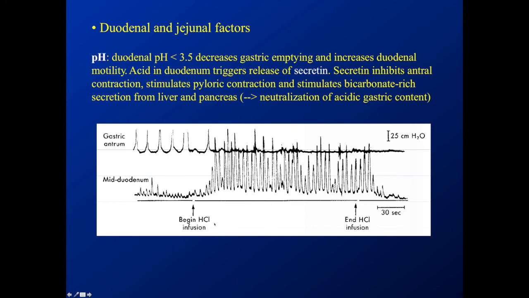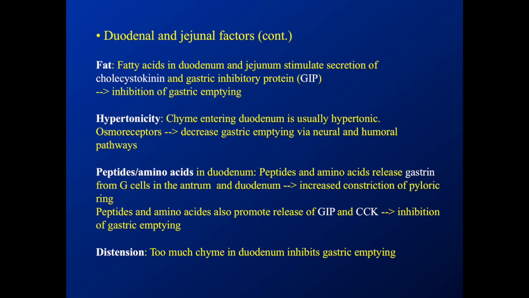And this is because the acid going into the duodenum results in the secretion of secretin, and then secretin will lower the motility of the gastric antrum and therefore reduce gastric emptying. Can you reiterate these effects? Fatty acids in the duodenum and jejunum stimulate the secretion of cholecystokinin and gastric inhibitory peptide, which inhibits gastric emptying.